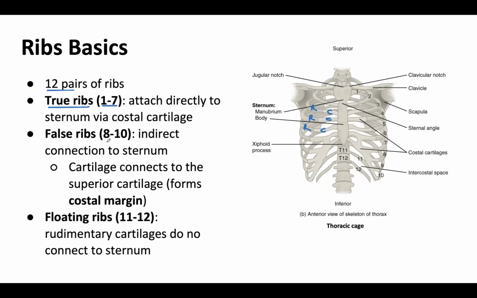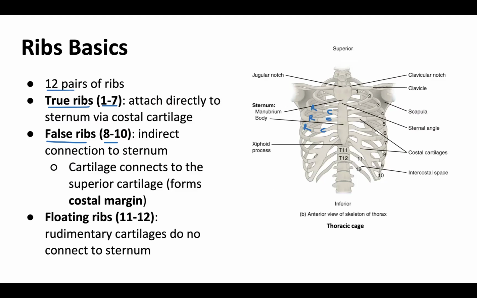Ribs 8 through 10, although there may be some variability there, sometimes rib 7 joins in with this category. These are referred to as false ribs. And the costal cartilages of these ribs do not directly articulate to the sternum.